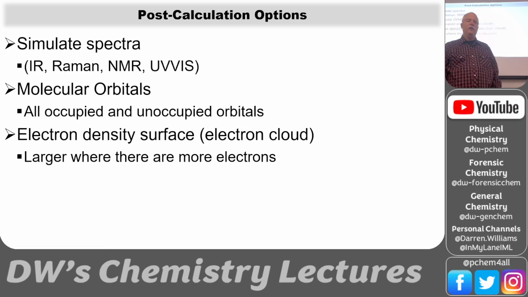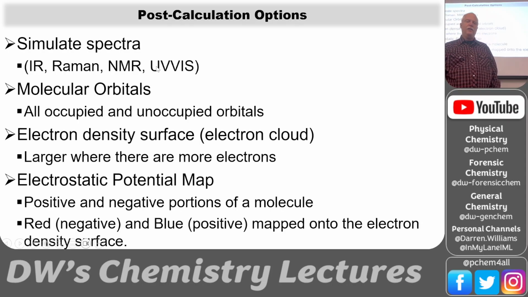We're going to look at molecular orbitals, electron density surfaces, which sort of shows the electron cloud, and the potential energy surface map, or electrostatic potential map.